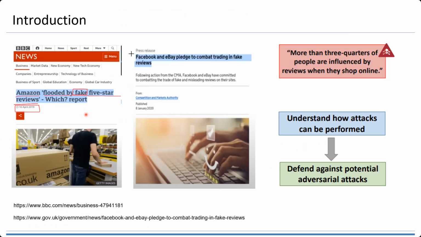And in 2020, Facebook and eBay threatened to combat trading in fake reviews. Facebook and eBay actually are also online stores, and there are many people who give good reviews, and most of them may be fake. So people give good reviews so other people will buy the product.